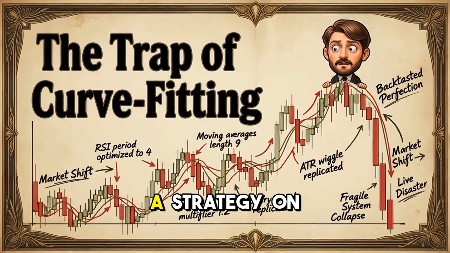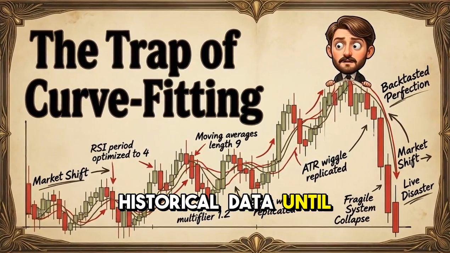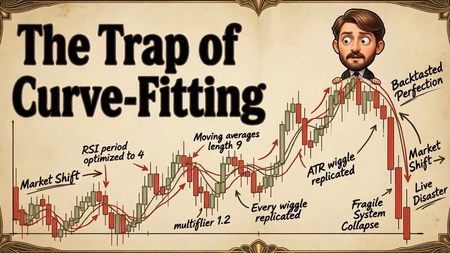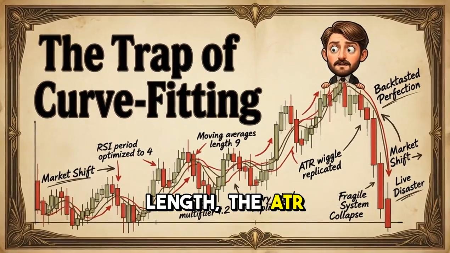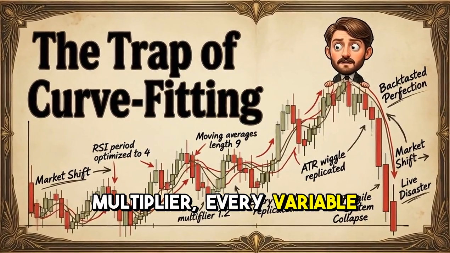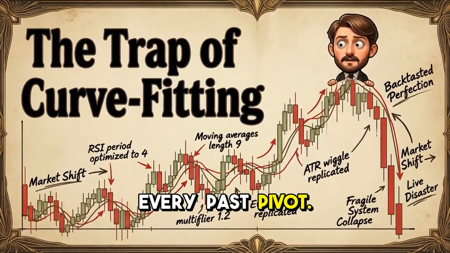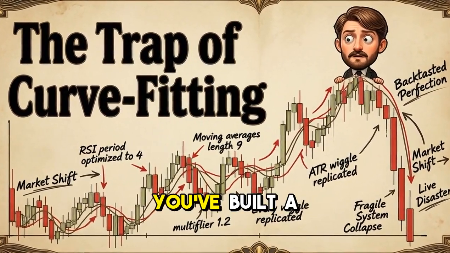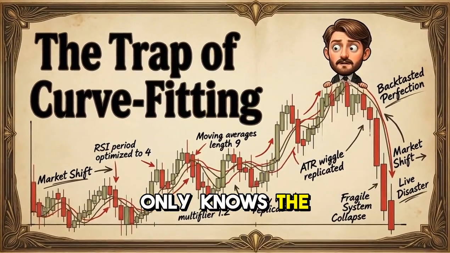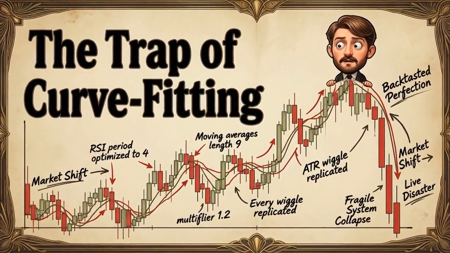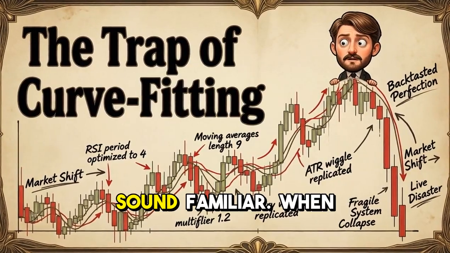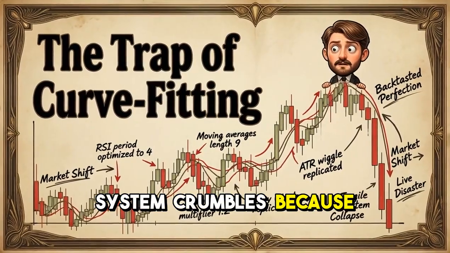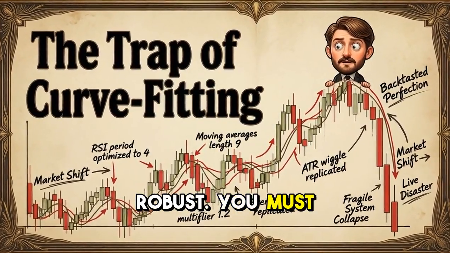Curve fitting. You spend hours tweaking a strategy on historical data until the equity curve looks perfect. You adjust the RSI period, the moving average length, the ATR multiplier, every variable until it hugs every past pivot. It feels like mastery. It's really just memorization. You've built a fragile machine that only knows the past. Backtested perfection, live disaster. Sound familiar? When the market shifts, your over-optimized system crumbles because it was never robust.